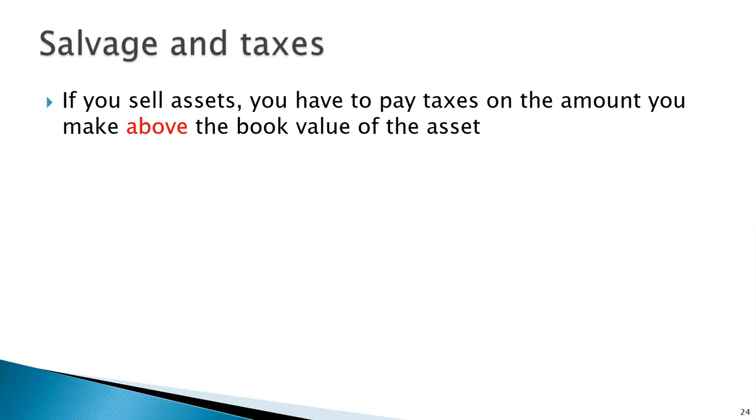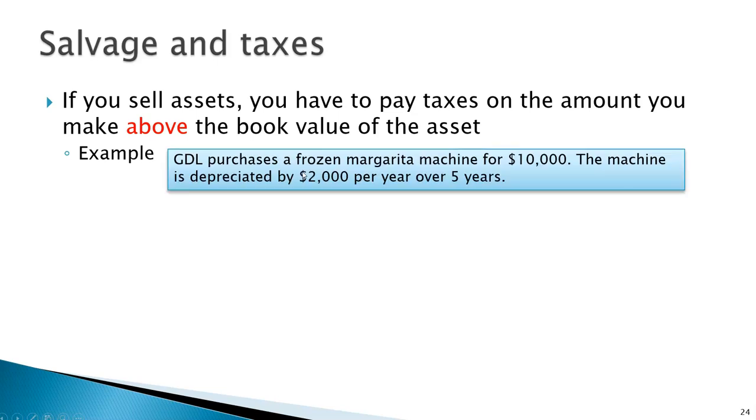So if you sell a machine for more than the book value, you have to pay taxes on the difference between what you sell it for and the book value. Okay, so here's an example.